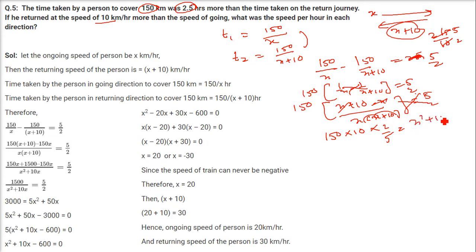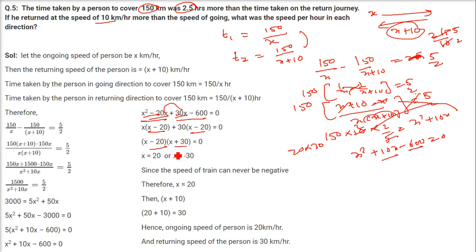This will be x square plus 10x. 2 into 150 into 10 by 5, that is 600. This will give you x square plus 10x equal to 600. I am taking this here. So x square plus 10x minus 600 equal to 0. Now this 600 can be written as 20 into 30, which will give you 10x also. So this can be written as x square minus 20x plus 30x. So you can take x common, x minus 20 will remain, 30 common, x minus 20 will remain.